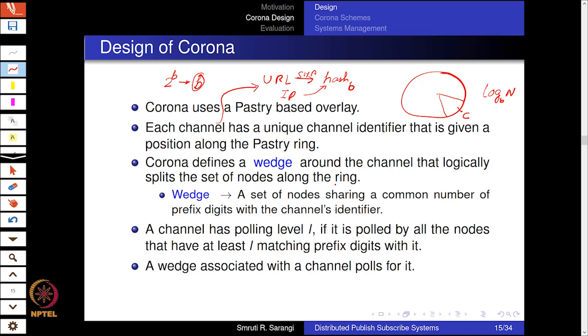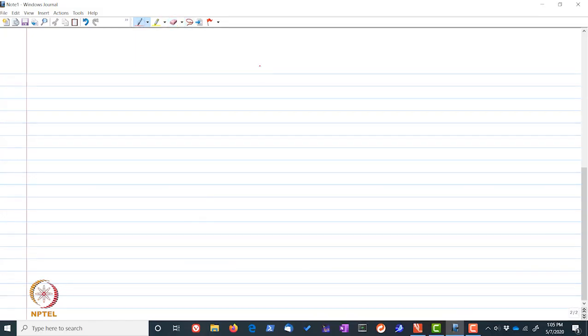Alright. So if a channel has polling level L, this means that it is polled by all the nodes that have at least L matching prefix digits with it. So let's explain this in some more detail, because this is by far the most important concept in Corona.